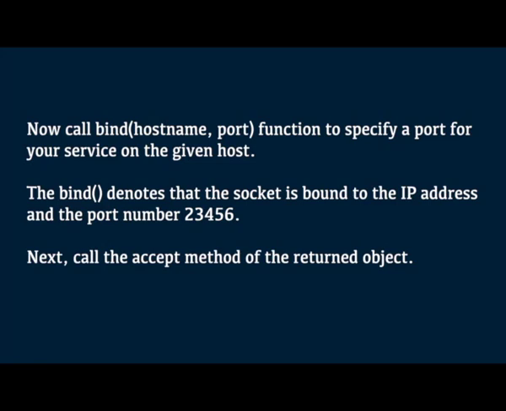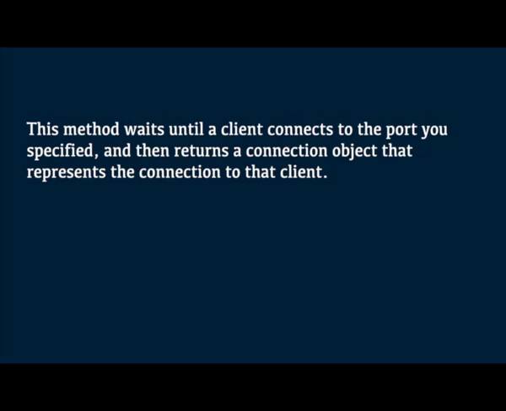for standard internet protocols. To write internet servers, we use the socket function available in the socket module to create a socket object. A socket object is then used to call other functions to set up a socket server. Now, call the bind of hostname, port function to specify a port for your service on the given host. The bind method denotes that the socket is bound to the IP address and the port number 23456. Next, call the accept method of the returned object. This method waits until a client connects to the port you specify and then returns a connection object that represents the connection to that client.